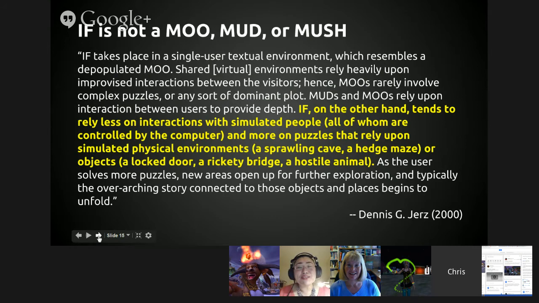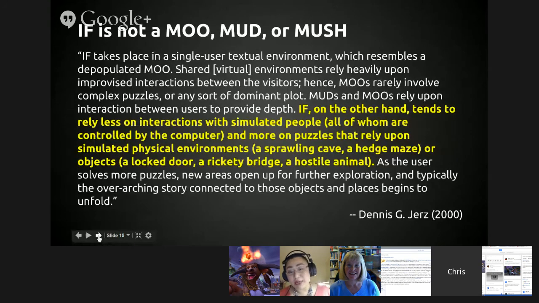But if it takes place in a single user textual environment, which resembles a depopulated MOO. Okay, shared virtual environments rely heavily upon improvised interaction between the visitors. Hence, MOOs rarely involve complex puzzles or any sort of dominant plot. MUDs and MOOs rely upon interaction between users to provide depth. If, on the other hand, IF relies less on interaction with simulated people, all of whom are controlled by the computer, and more on puzzles that rely upon simulated physical environments, a sprawling cave, a hedge maze, or objects, a locked door, a rickety bridge, a hostile animal. So he is really talking about the beginning of IF. The modern version of IF is not just puzzles now, okay? But in the past version of IF, especially when we talk about parser, they really are puzzle games. They're really not about connecting with other characters or understanding personality of characters. You're just trying to figure out how to solve the puzzle.